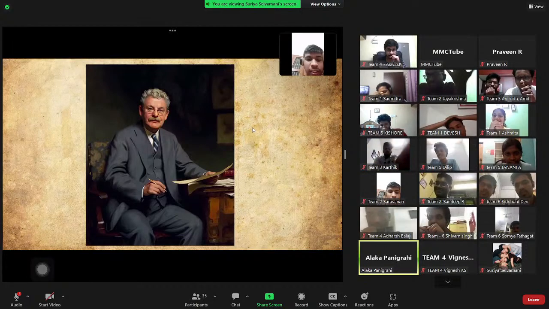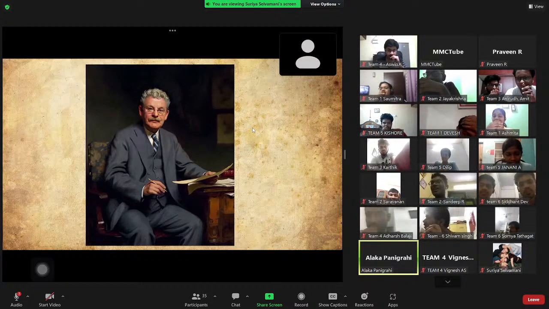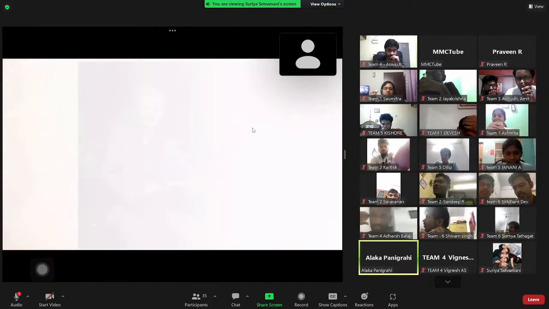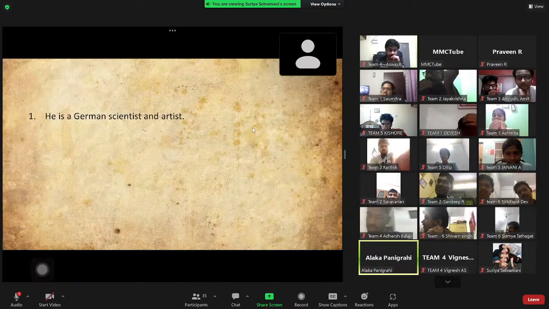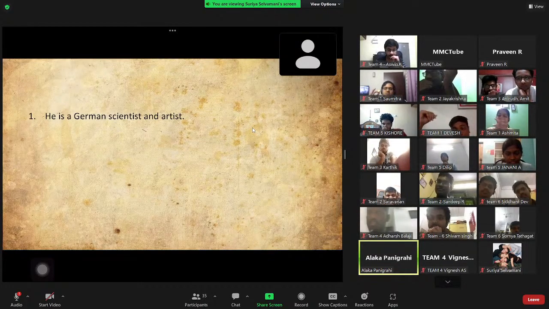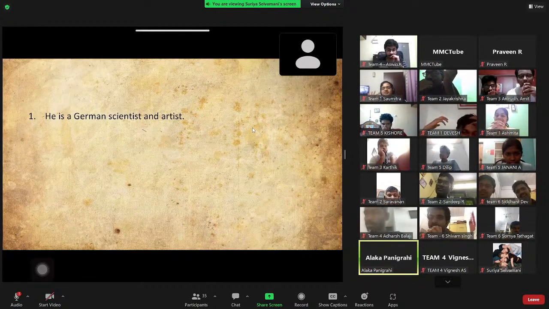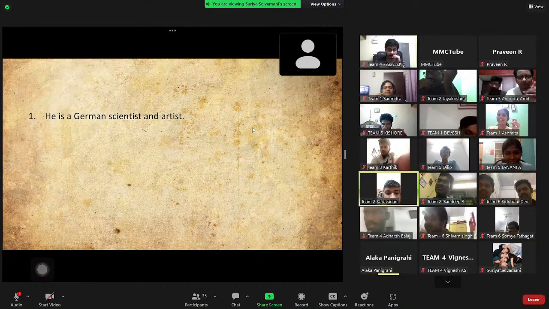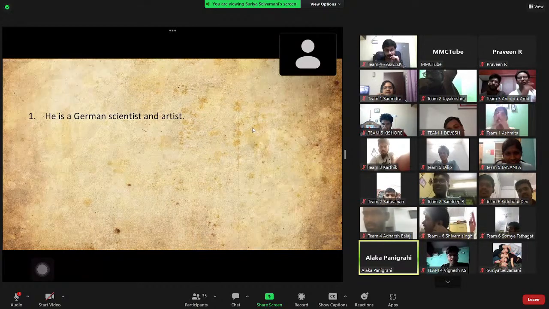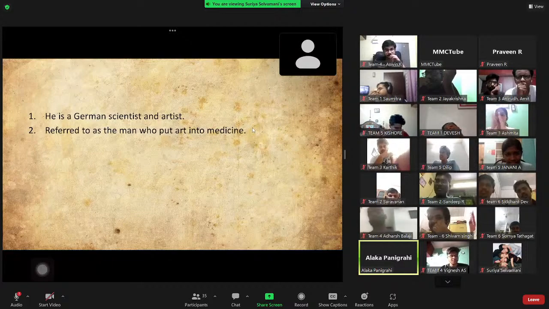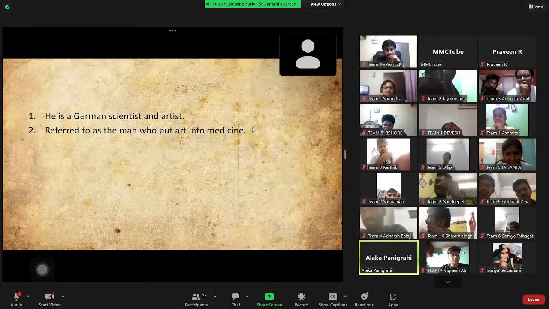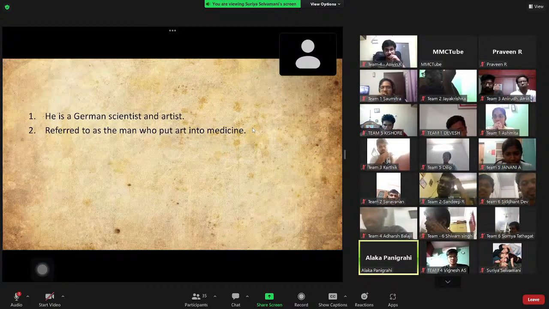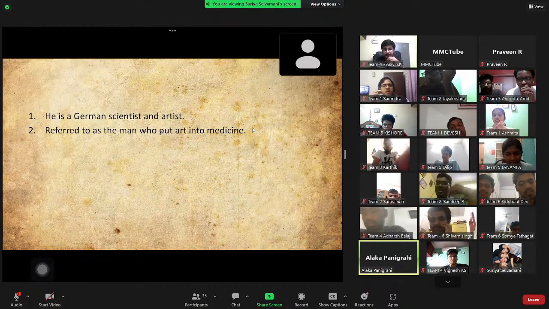Okay, let's move to the clue slide. So this is your first clue. He's a German scientist and is also an artist. Next clue. He is referred to as the man who put art into medicine. In fact, he was first known for his artistic talent, and thereafter he gained his knowledge in medicine and discovered his findings.